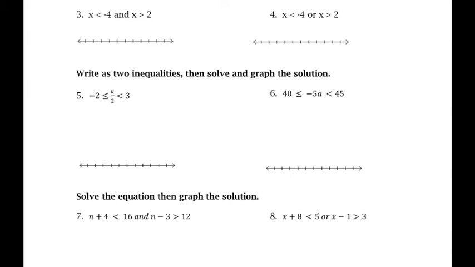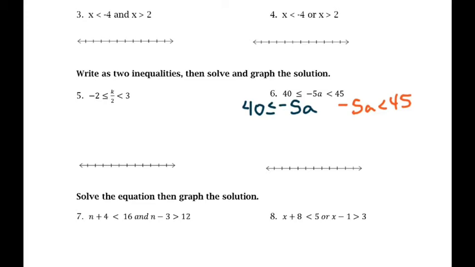Clear everything off so we have more ability to focus. I'm going to again write this as two separate inequalities. So I'm going to write 40 is less than or equal to -5a. And then I'll write -5a is less than 45. And then we're going to solve each of them in turn.